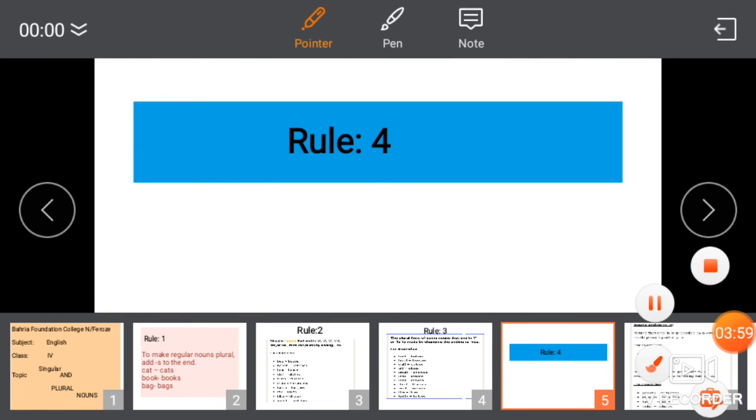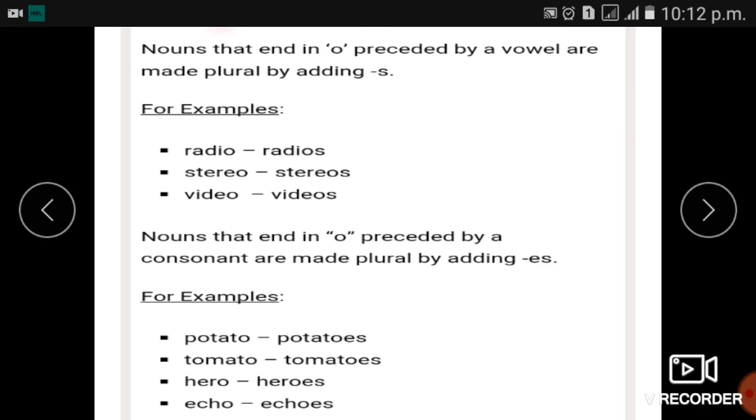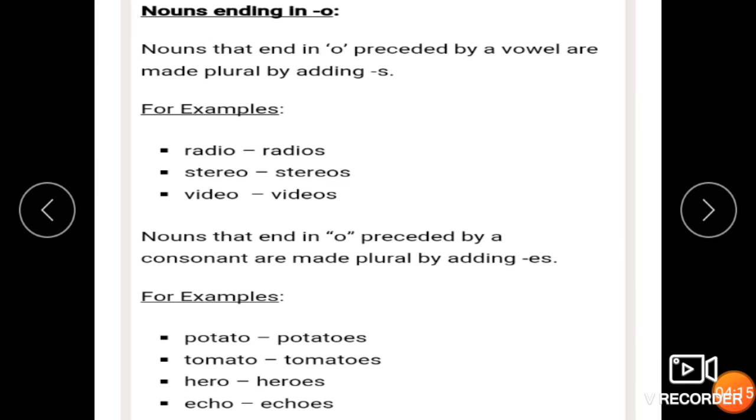And rule 4 is nouns ending with o. This rule is a little bit tricky, but it's very easy if you understand. Nouns that end in o preceded by a vowel are made plural by adding s.